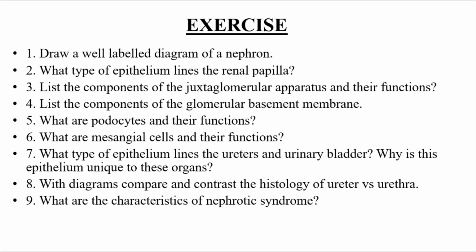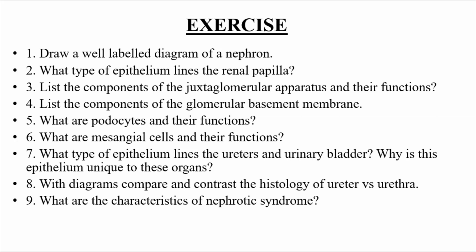After that, you have this exercise. You do a well-labeled nephron, the type of epithelium that lines the renal papilla. List the components of the juxtaglomerular apparatus and their functions. List the components of the glomerular basement membrane. What podocytes are and their functions. What mesangial cells are and their functions. The type of epithelium that lines the ureters and the urinary bladder.